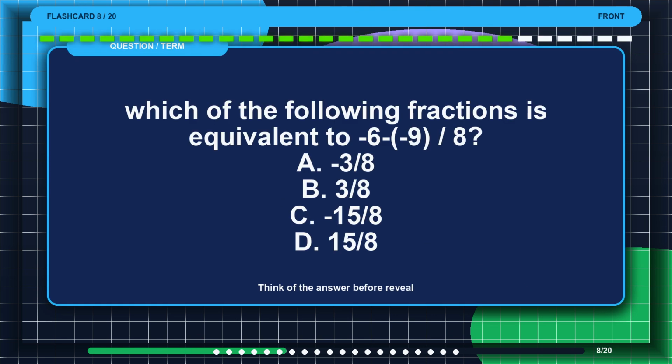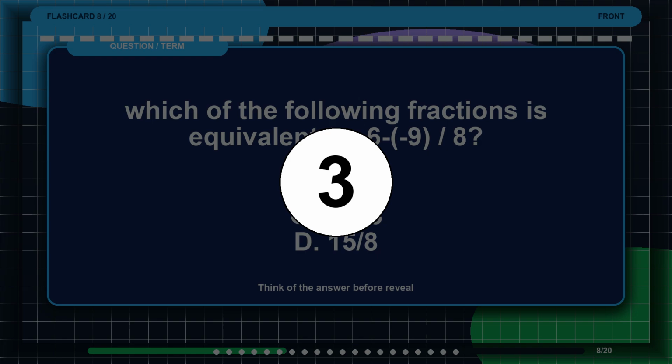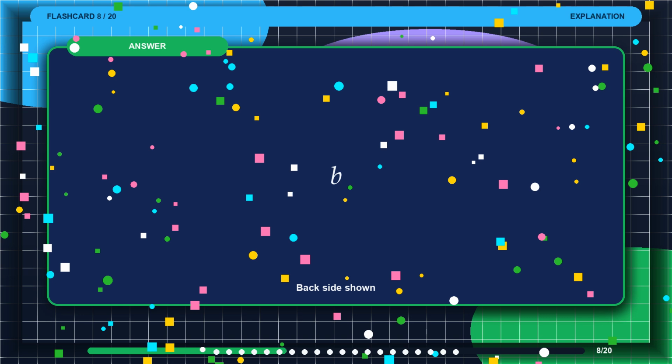Flashcard 8. Which of the following fractions is equivalent to 6 9/8? A. 3/8, B. 3/8, C. 15/8, D. 15/8. Pause and think of the answer before the reveal. The answer is B.